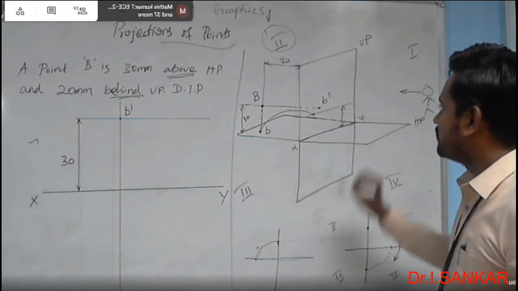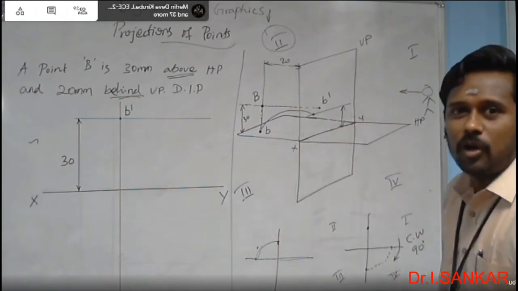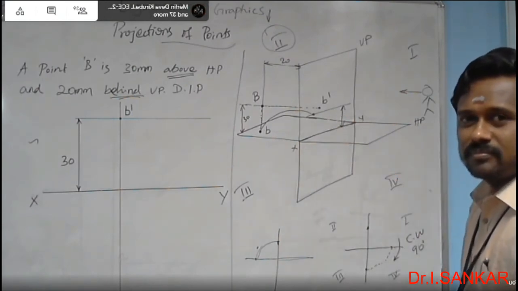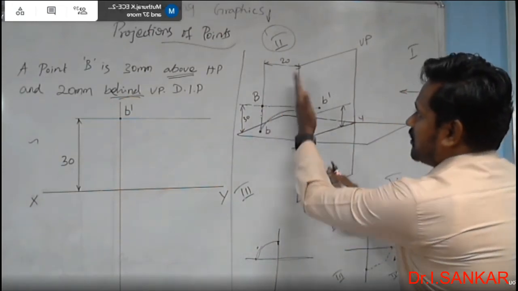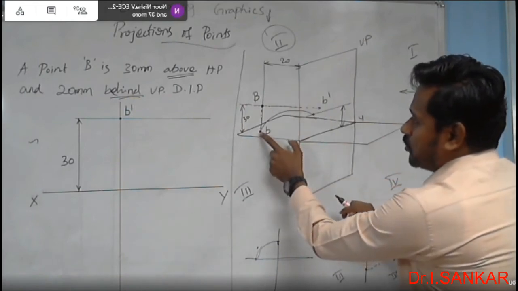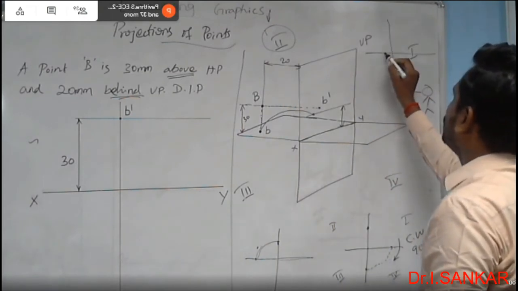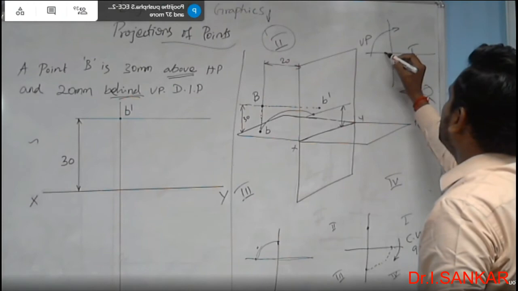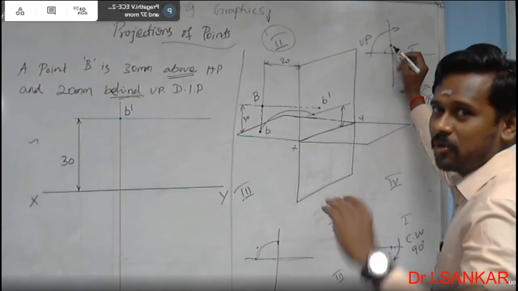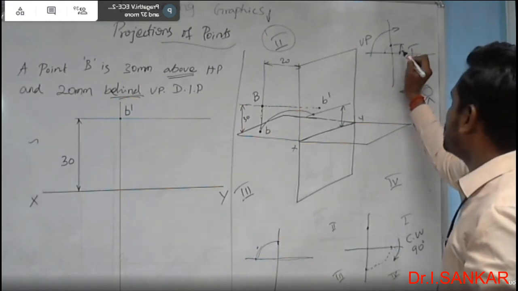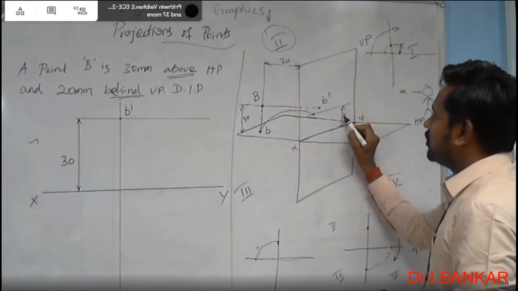So any lead about how much above the top view will come now? If I rotate the horizontal plane in clockwise direction along with this top view, the top view will come to this position, above XY position. How much above XY position in this problem? 20 mm. Very good, 20 mm.